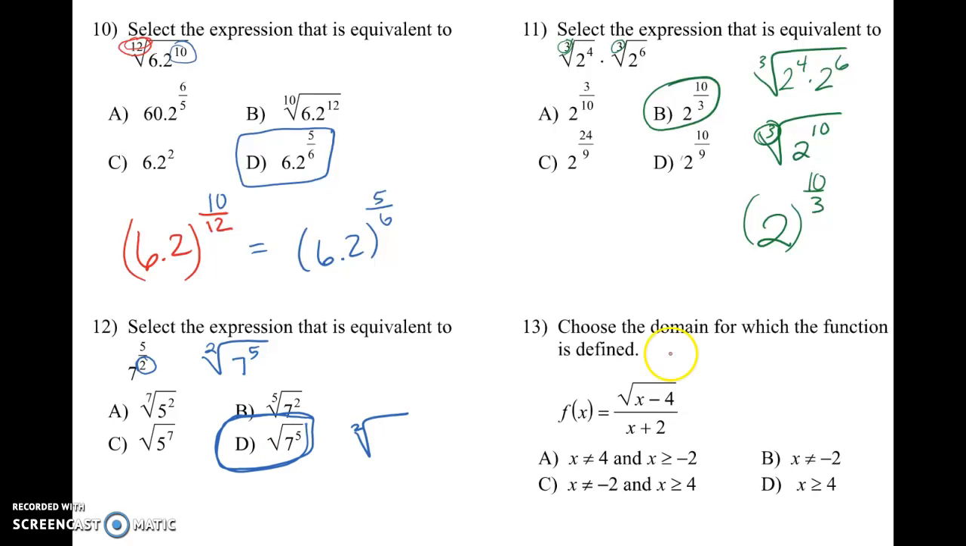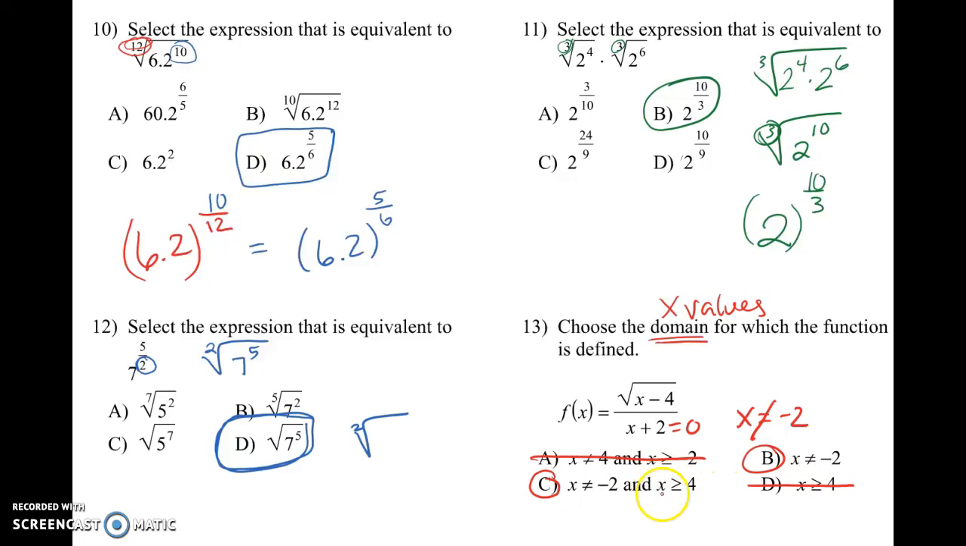For number 13, it says choose the domain, so that's the x values for which the function is defined. First of all, I see that this is a fraction, and I know that fractions cannot have a 0 on the bottom, right? That's undefined. So I'm going to find out what value makes this denominator 0. I set my denominator equal to 0 and solve, and I get x equals -2. So my denominator will equal 0 if x equals -2, and I cannot allow that. X cannot equal -2. So answer choice B matches that, and answer choice C has that, so not A and not D.